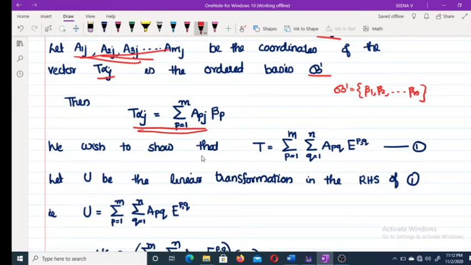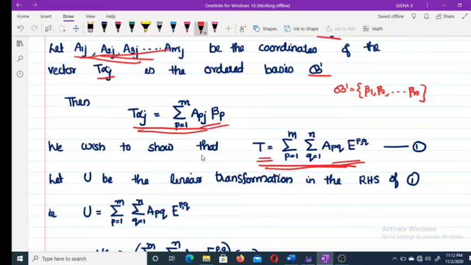p. Now we have to prove T is a linear combination of EPQ. That is, we have to prove T is equal to, how many numbers are there? EPQ, mn numbers. Therefore, sigma p equal to 1 to m, sigma q equal to 1 to n, suppose this is APQ into EPQ. So we are going to prove T equal to this. We have T alpha j equal to this one, and we have to prove T equal to this one.